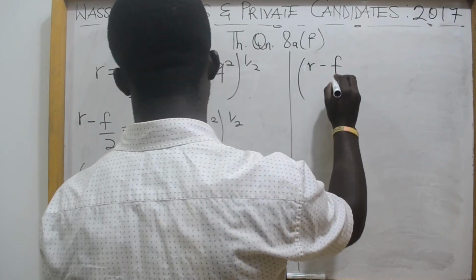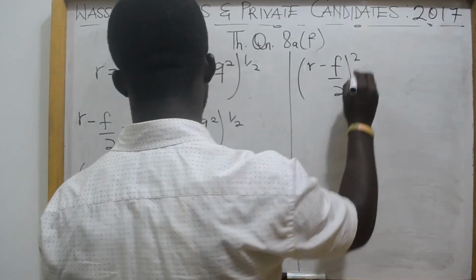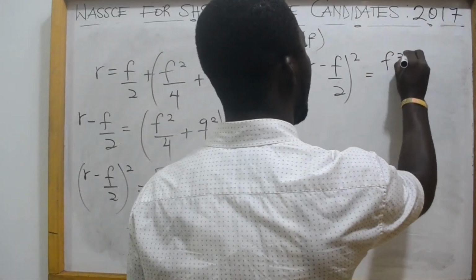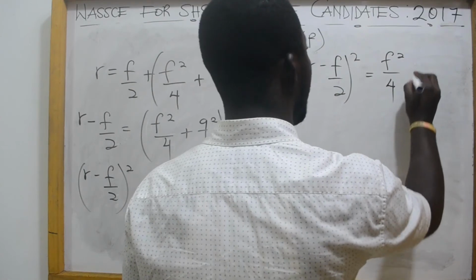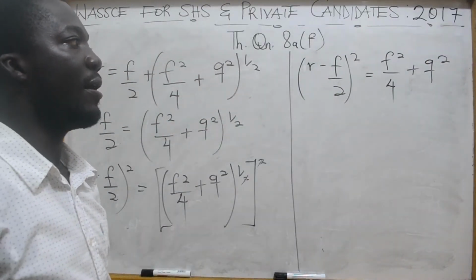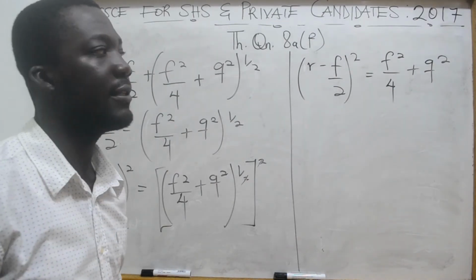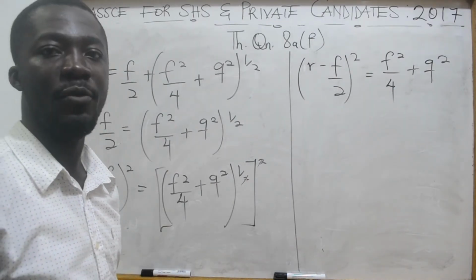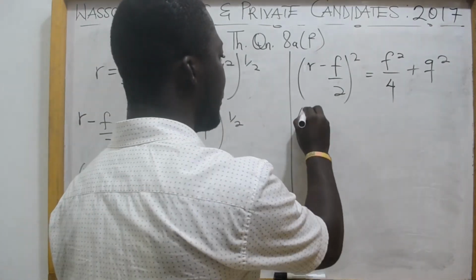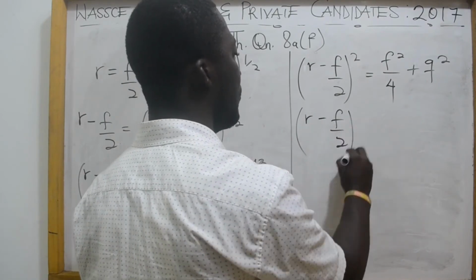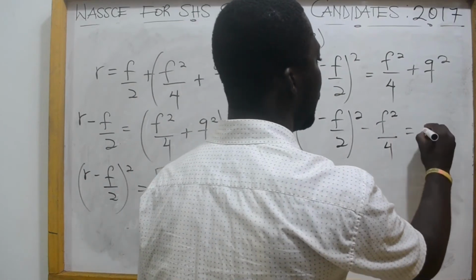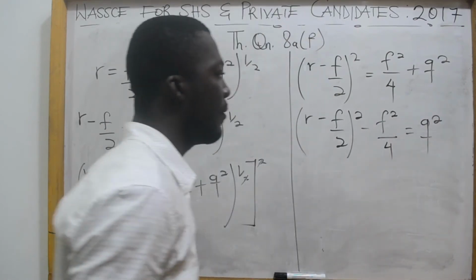R minus F out of 2 all square is equal to F squared divided by 4 plus Q squared. We have two terms at the right hand side, so we transpose the term without the Q to the left hand side again. Then we are going to get R minus F over 2 all square minus F squared over 4, which is equal to Q squared.